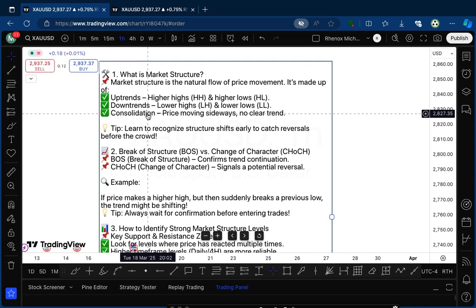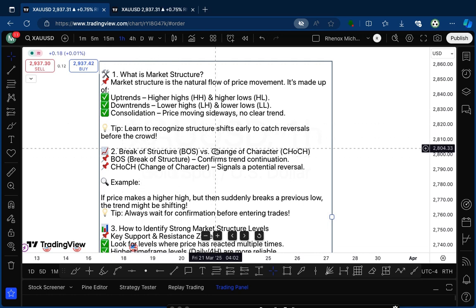Now, a tip for you guys: learn to recognize structure shifts early to catch reversals before the crowd. You get to understand what I mean by that later on as we progress in our training.